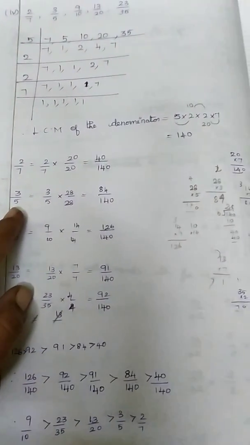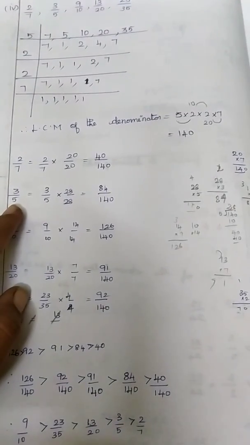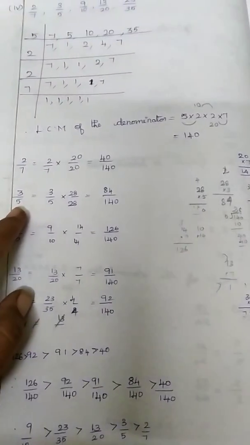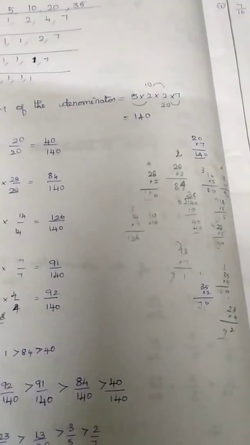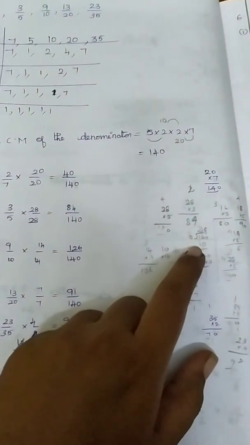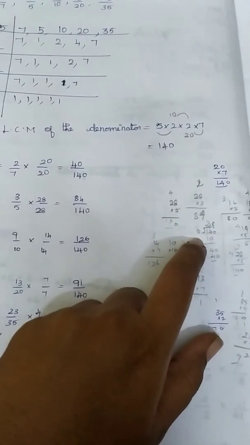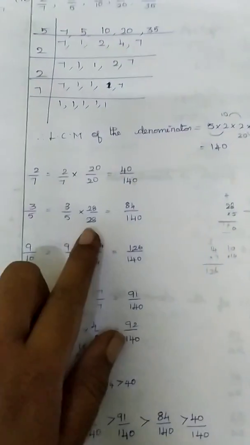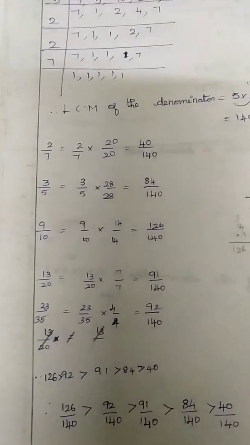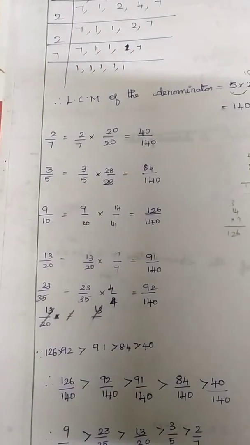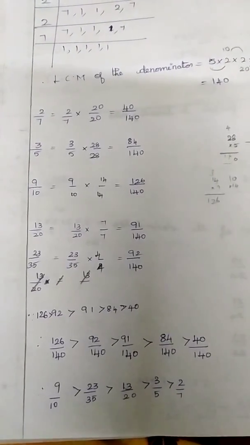Taking the next fraction, 3 by 5. We have to make this denominator 5 as 140. So how many times do you multiply to get 140? For that there is an easy way. You can divide 140 by 5. If you divide, I am getting the quotient 28. So 28 multiplied by 5 is 140. Similarly in the numerator, 3 into 28 is 84. So each step, when you work it out, only then will you get the answer.